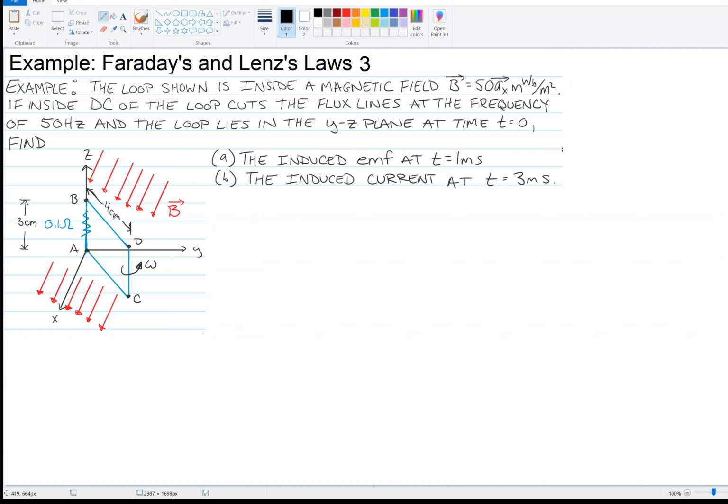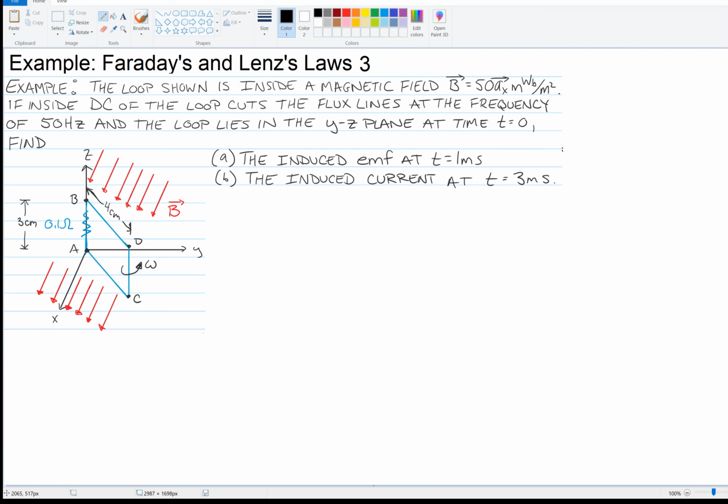So you can imagine that as this thing rotates, it's going to pass through the YZ plane at time t equals 0. So that's kind of where it starts, in the YZ plane. And so we're going to find the induced EMF, electromotive force, at t equals 1 millisecond, and then also part B, the induced current, at a different time, t equals 3 milliseconds.